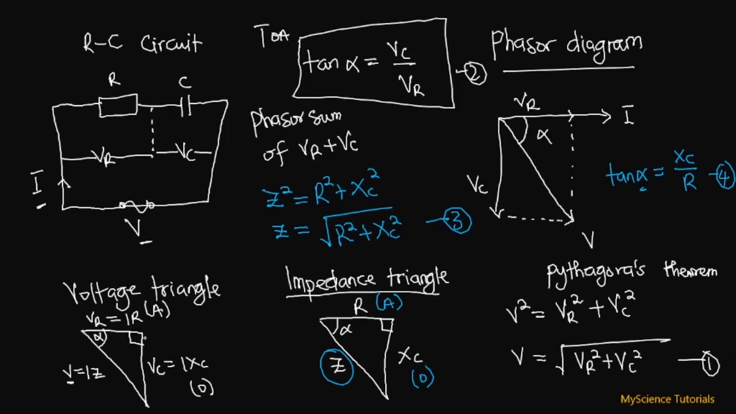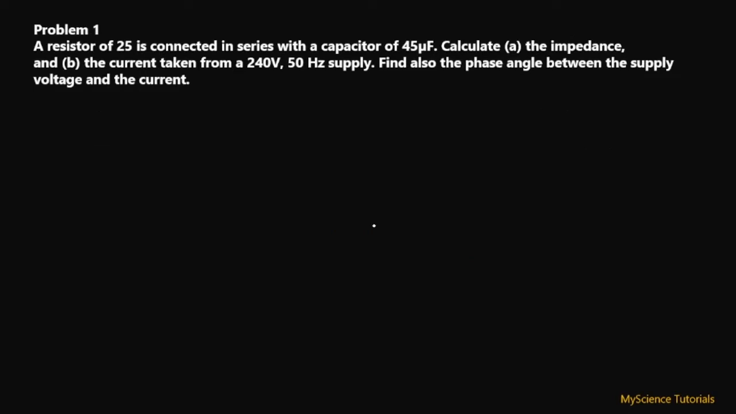So now that we've gone through the basics of the RC series AC circuit, and we've looked at all the important equations that we need to note, let's proceed to have a look at some examples to really appreciate what we are doing over here. So the first question we want to try our hands on is problem number 1.